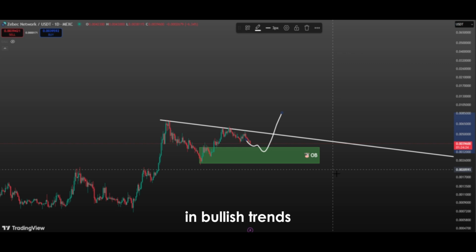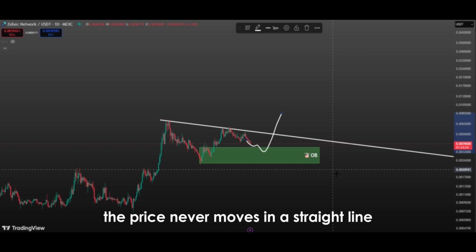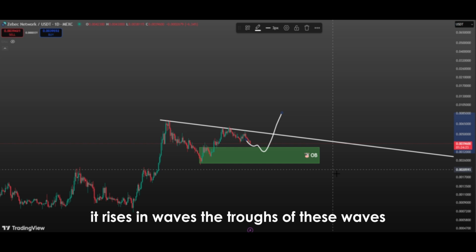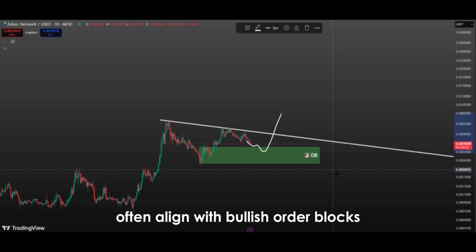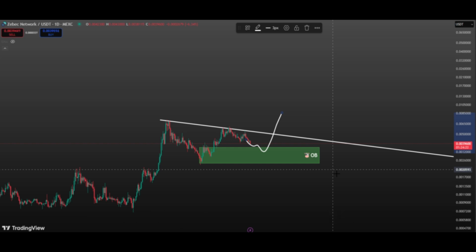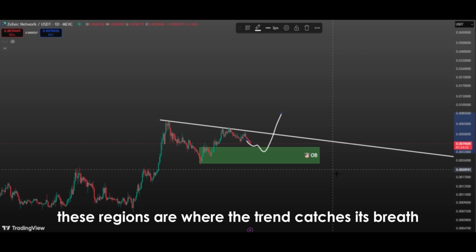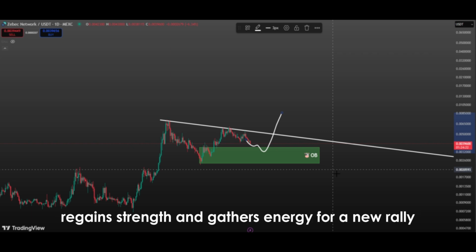In bullish trends, the price never moves in a straight line. It rises in waves. The troughs of these waves often align with bullish order blocks. In other words, these regions are where the trend catches its breath, regains strength, and gathers energy for a new rally.